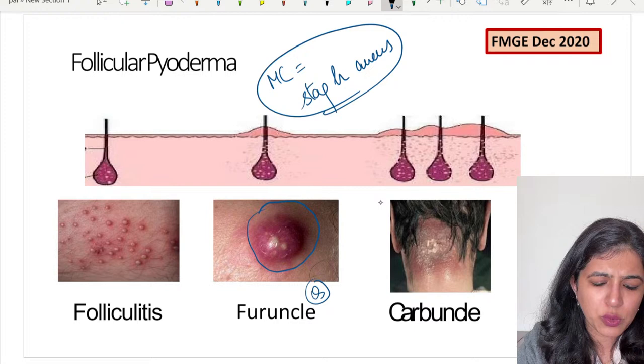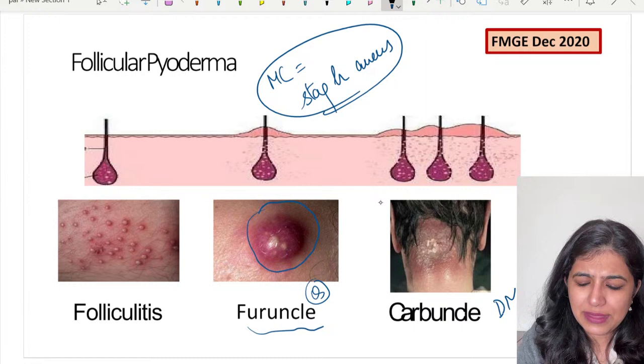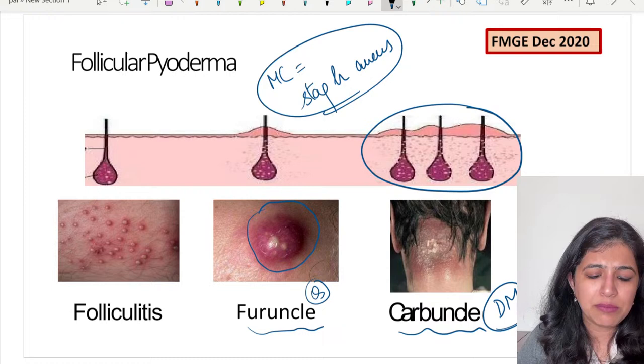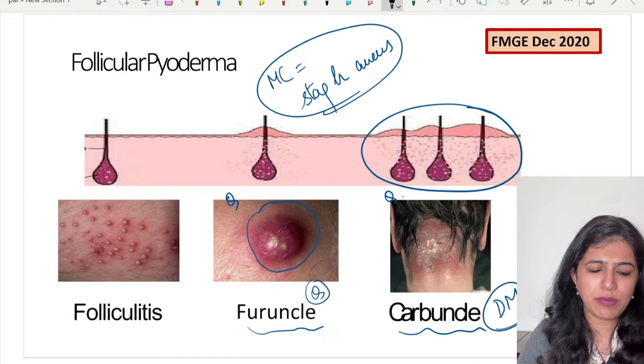Then in patients who may have uncontrolled diabetes, they can develop carbuncle, where multiple contiguous hair follicles are involved. The most common site is the nape of the neck. But here, the images you need to remember are furuncle and carbuncle. So these are follicular pyodermas.